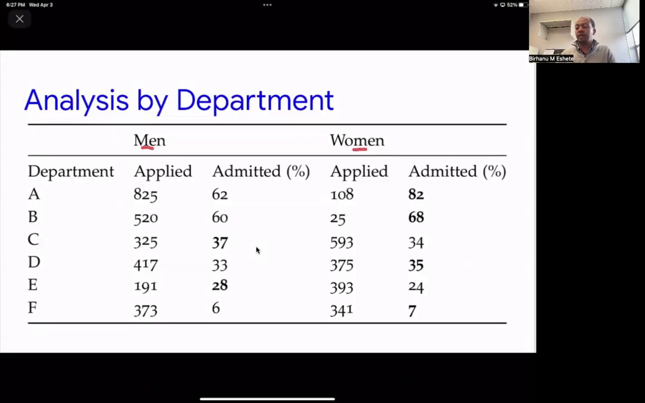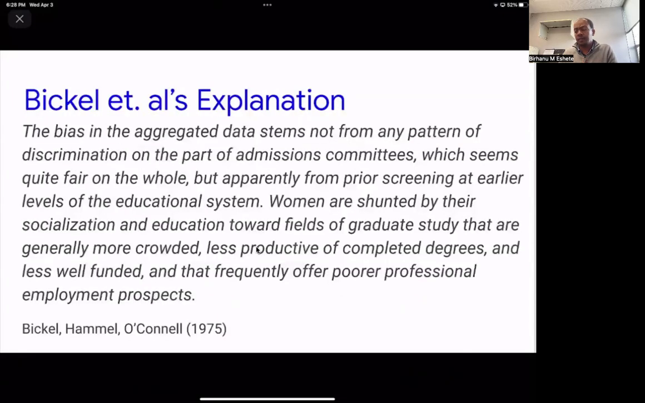And you see this data showing the same pattern everywhere you go. For instance, it is 60% for Department B for males and 68% for females. 37%, okay, this is a little low. 33, 35%. 28, 24, this is low. 6, 7. So on balance, it doesn't look like this is really bad and really against the other gender, like the women here.